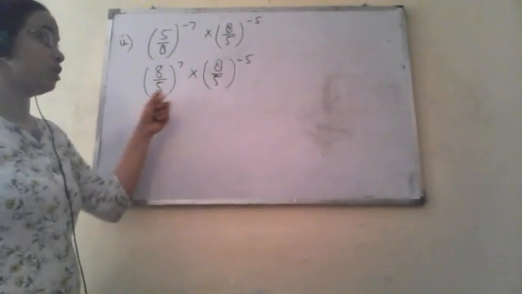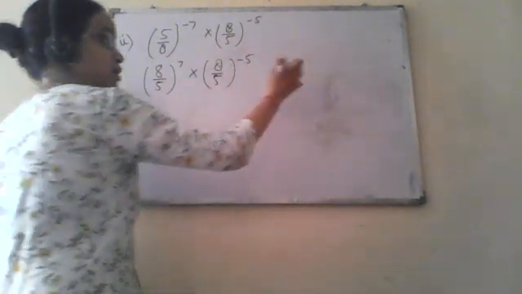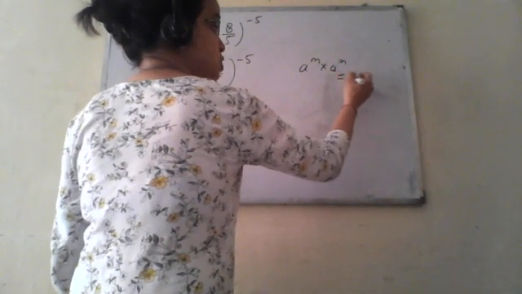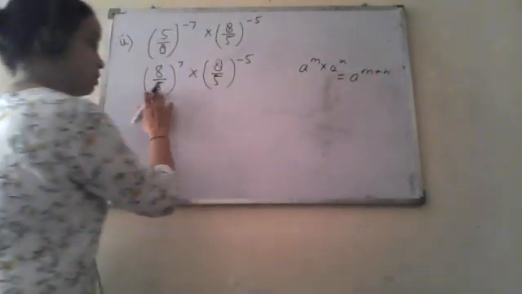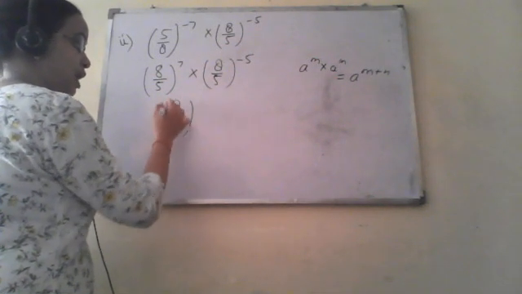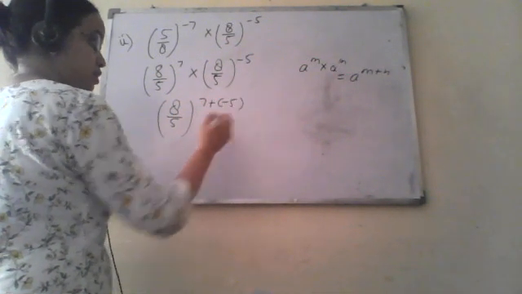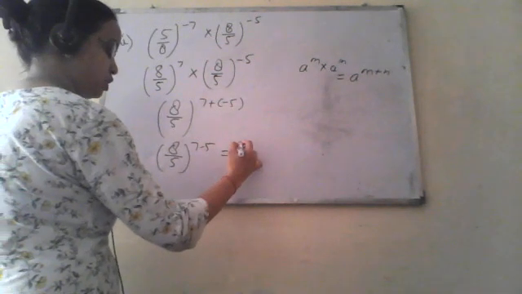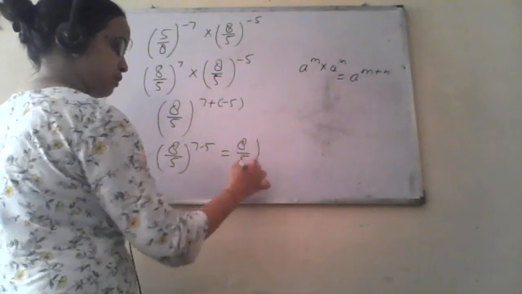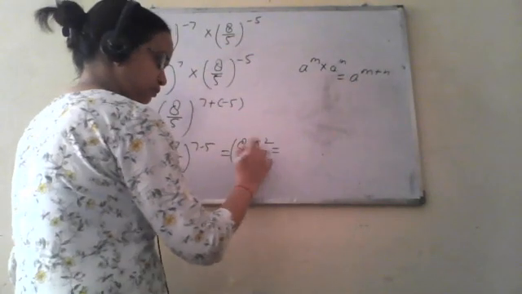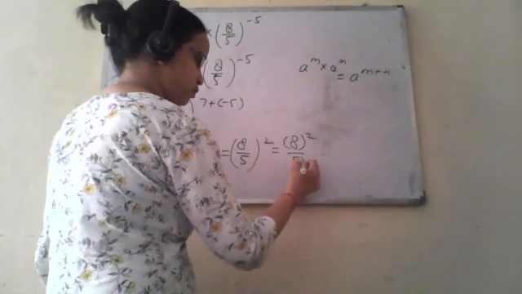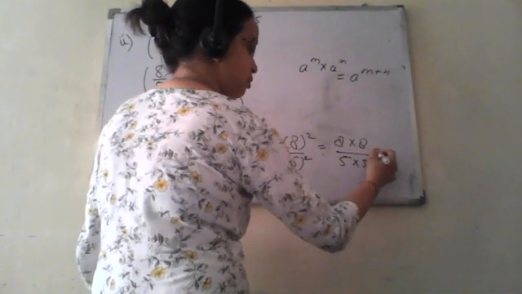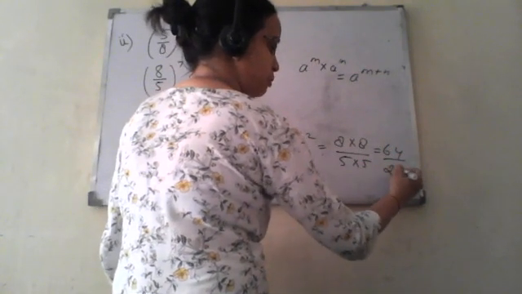Clear? Now we have got their bases equal, so we can add their powers. It was like a to the power m into a to the power n. Bases were the same, so the powers will get added up. So their base 8 upon 5 is the same, and their powers can be added. It is 7 minus 5, so it is (8/5) to the power 7 minus 5, which is 2. That means 8 to the power 2 upon 5 to the power 2. It is 8 into 8 upon 5 into 5. It will become 64 upon 25.